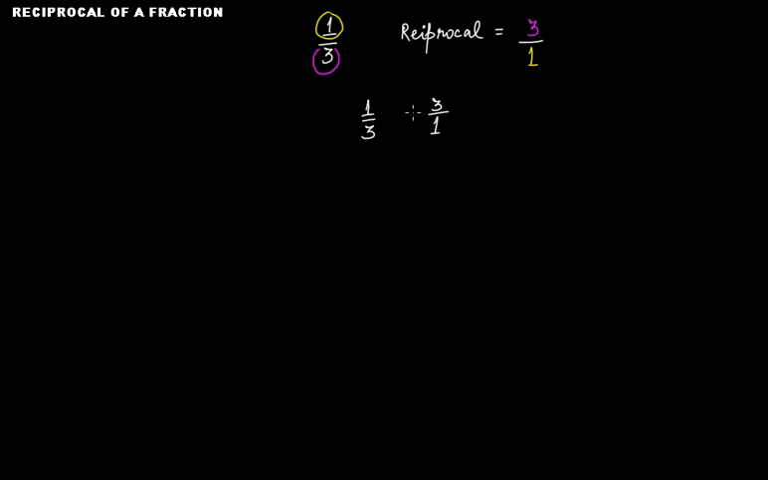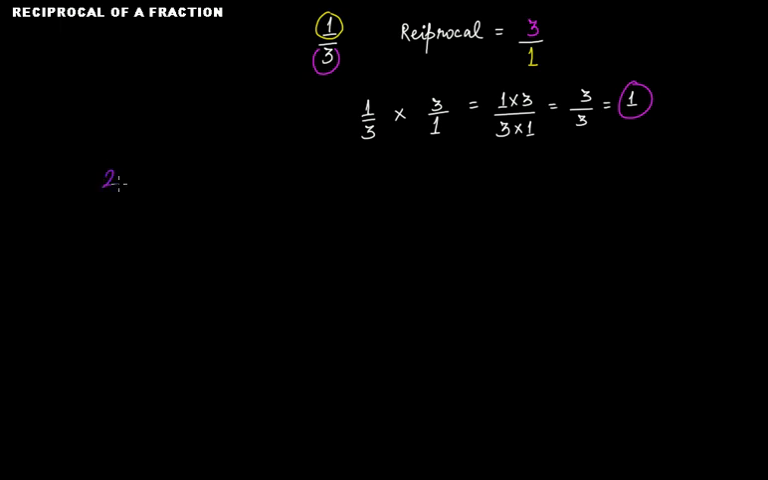And one more important thing. If you multiply the fraction and the reciprocal of that fraction, you can clearly see that in this case this is 1 times 3 and this is 3 times 1. This will be 3 over 3. There it is 1. So remember this, a fraction multiplied with its reciprocal gives us 1.